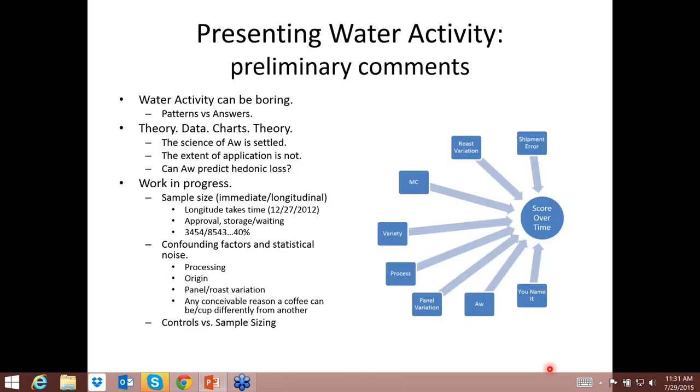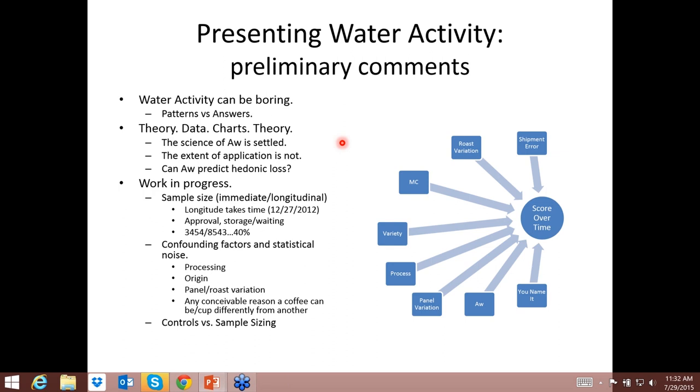Okay, so presenting water activity. One of the things is it can be boring. What I mean by that is the answers don't jump out. We've found out, to my personal disappointment, that it wasn't magical. What we ended up looking for were patterns. And fortunately, we've seen them, and we've seen them slowly grow as we keep dumping data into our spreadsheets. The patterns actually just get slightly stronger day by day, which is really exciting.